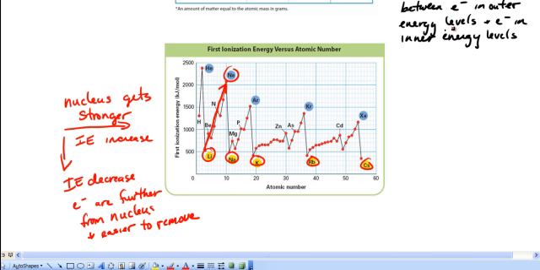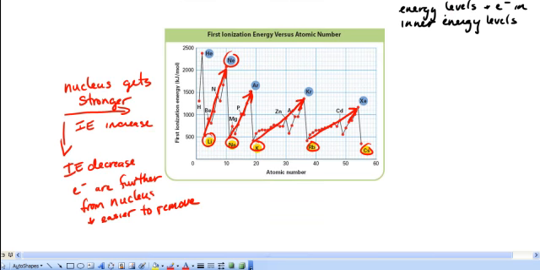All right. So again, from left to right, it gets harder to remove and requires more energy because the nuclei get stronger. But as you go down the periodic table in any group, the ionization energy decreases because the electrons are simply further away from the nucleus.